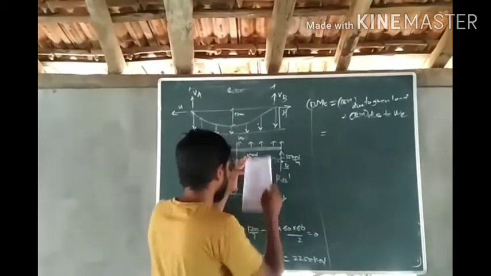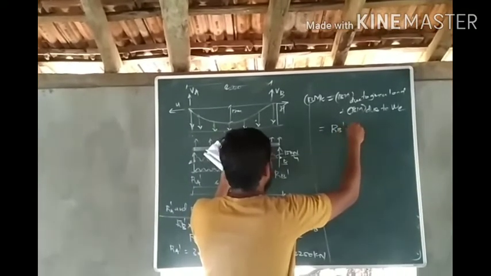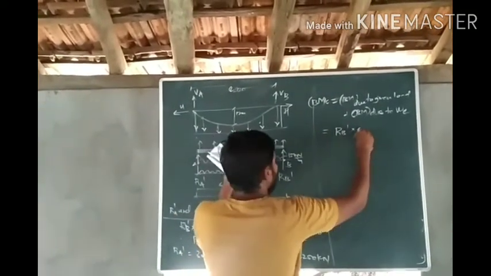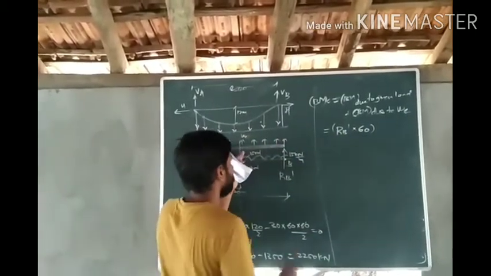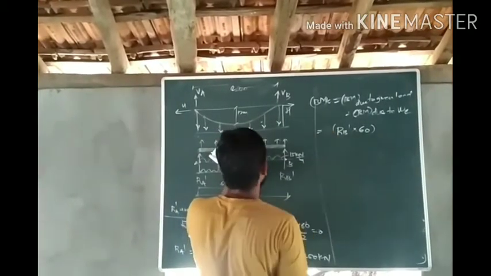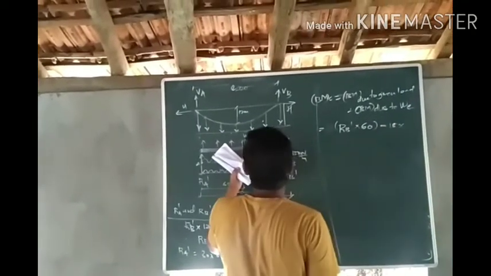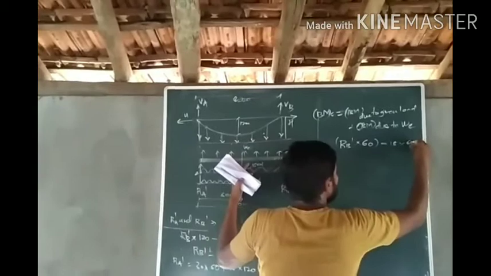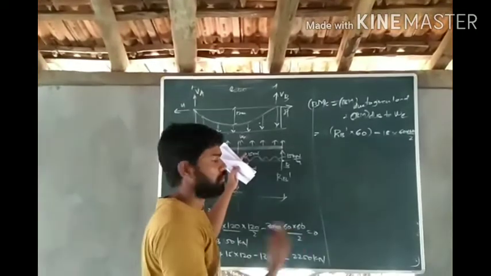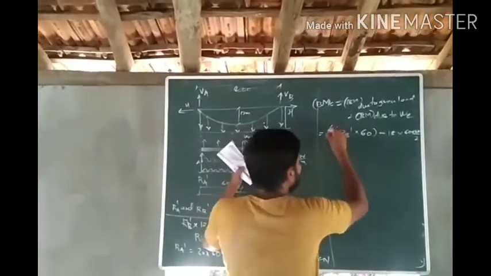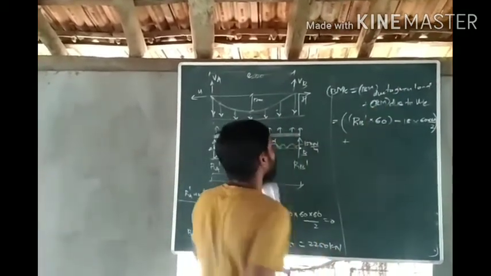So it is RB dash multiplied by distance 60, and it is going to cause an anti-clockwise movement. Anti-clockwise on the right side, positive. Then this 15 into 60 by 2 will cause a clockwise movement. So clockwise on the right side, negative. So this is the bending moment due to given load. So what about the bending moment due to WE?